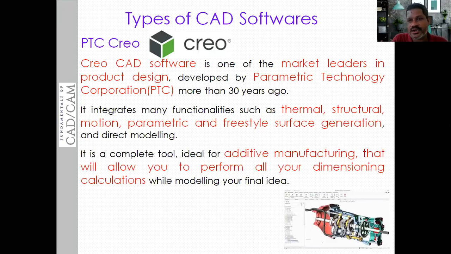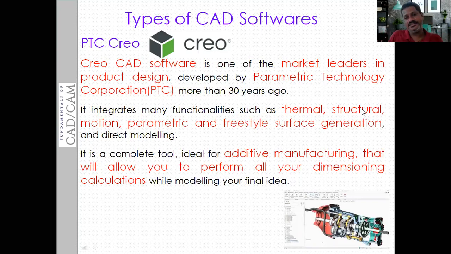Before Creo, the other version was Pro Engineer. Pro Engineer came before this Creo software. Creo is the advanced software now available in the market. It integrates many functionalities such as thermal, structural, motion, parametric, and freestyle surface generation. Freestyle surface generation means, as I said, you can also generate advanced surfaces like the B-spline.